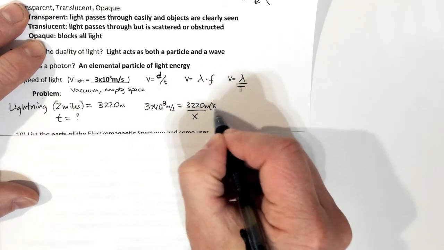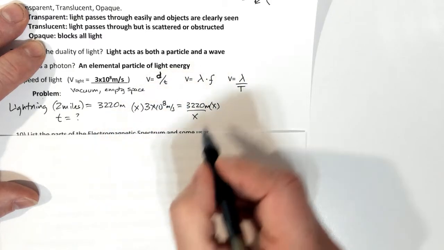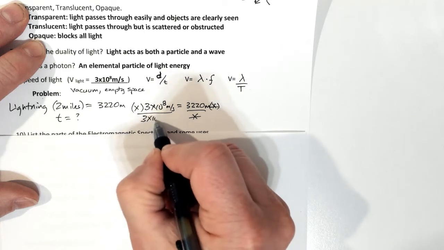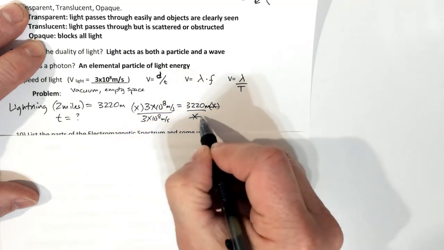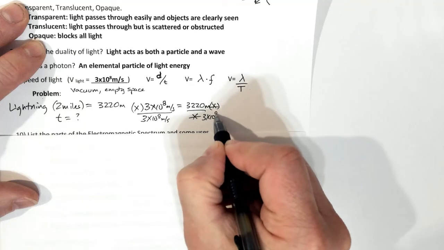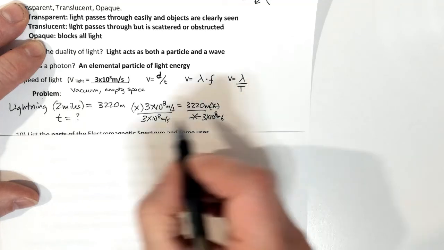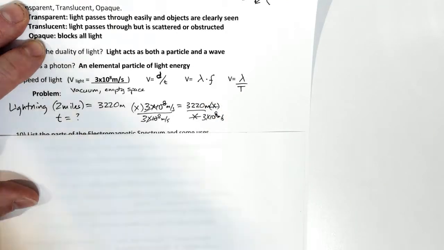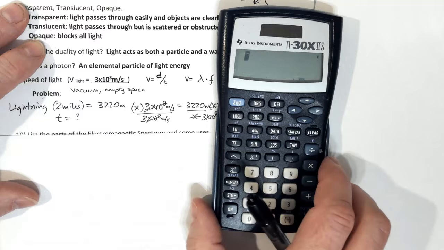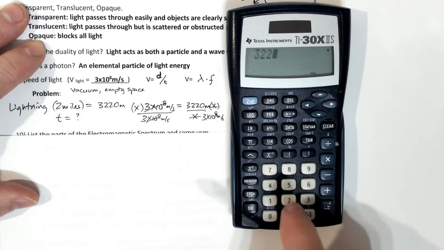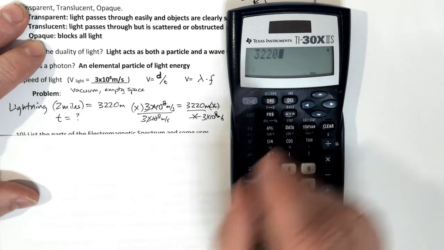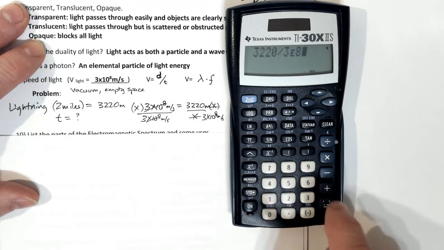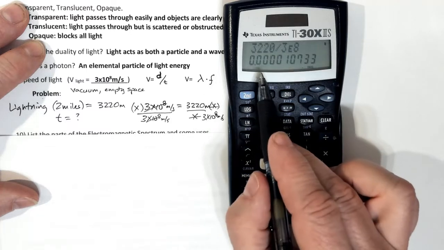So if I wanted to do that, it would look like this mathematically. These cancel out, and then I would divide both sides by 3 times 10 to the 8th meters per second. And so what happens is I get this divided by this. So let's do that really quick. And remember your calculators, you have that power of 10 function on there. So 3,220 meters divided by 3 shift EE to the 8th, and it equals 0.000.